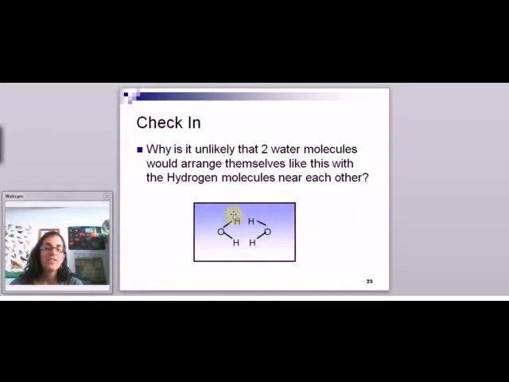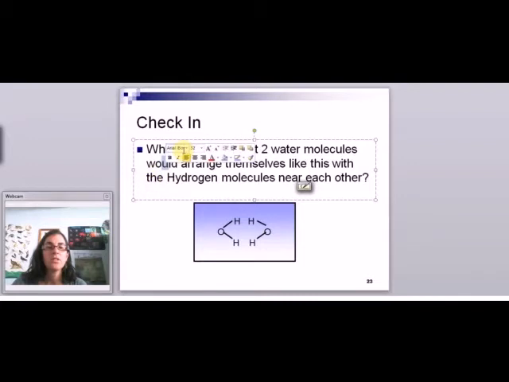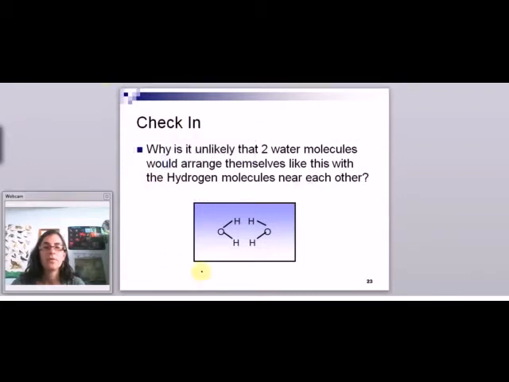So if we look at this image here, we have two water molecules, and if this were in a glass of water, why would this be really unlikely, and what would be more likely? If you think about it, this is about charges. So remember, the oxygen has a partial negative charge, hydrogens have a partial positive charge. Now you may know that not only do opposites attract, but in fact like repels. So two water molecules are unlikely to arrange like this because this is putting positive next to positive.